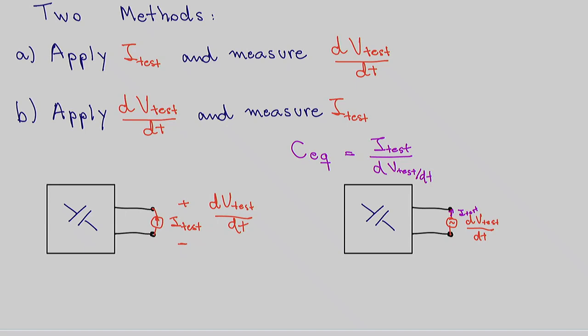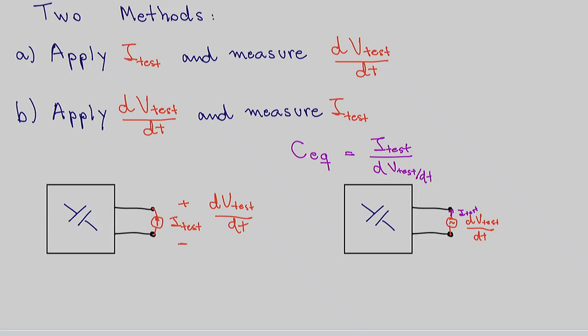When you apply dV-test over dt, how do you know I-test isn't also changing? I-test is also changing. I-test will be changing, right? Up to which point? Up to the point that you charge your capacitors, and then it becomes zero. So when you calculate C equivalent as I-test over dV-test/dt, I-test is changing, right? I-test changes very quickly.